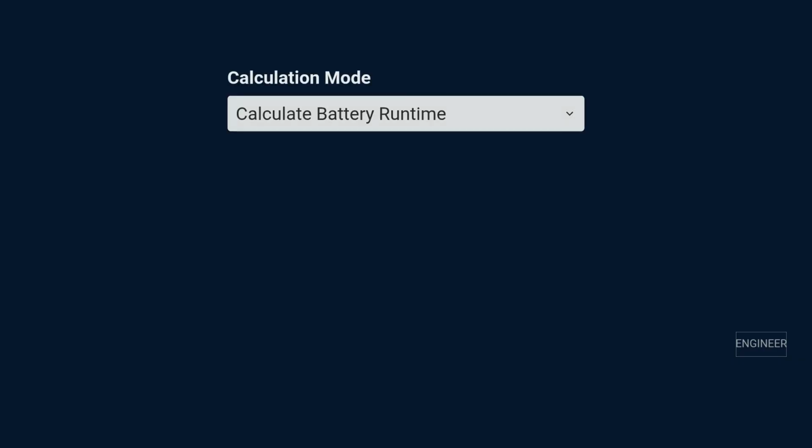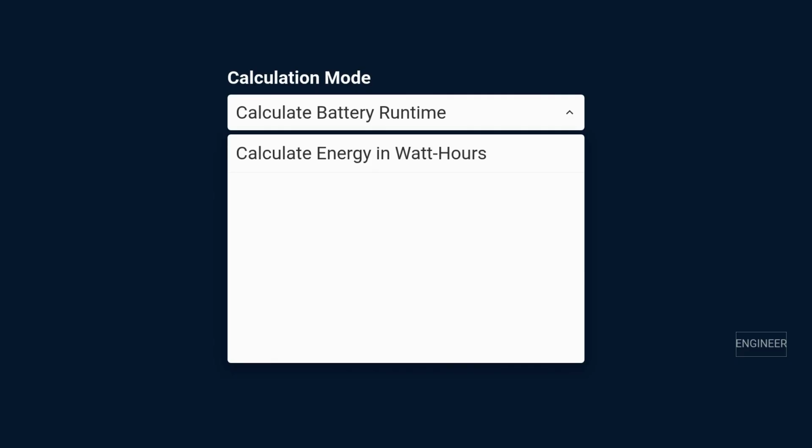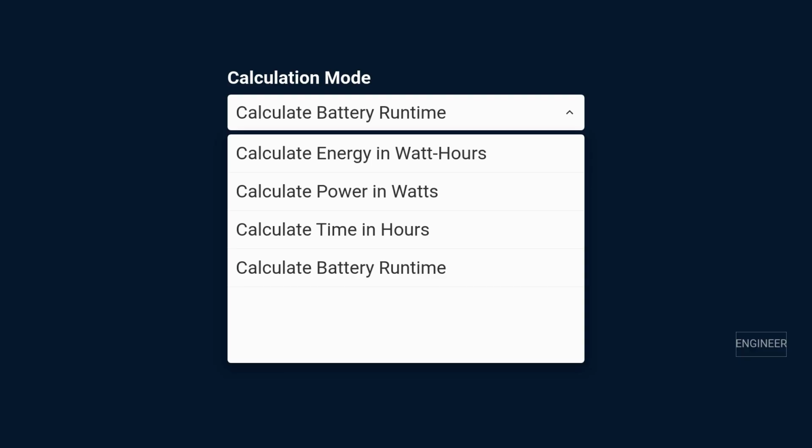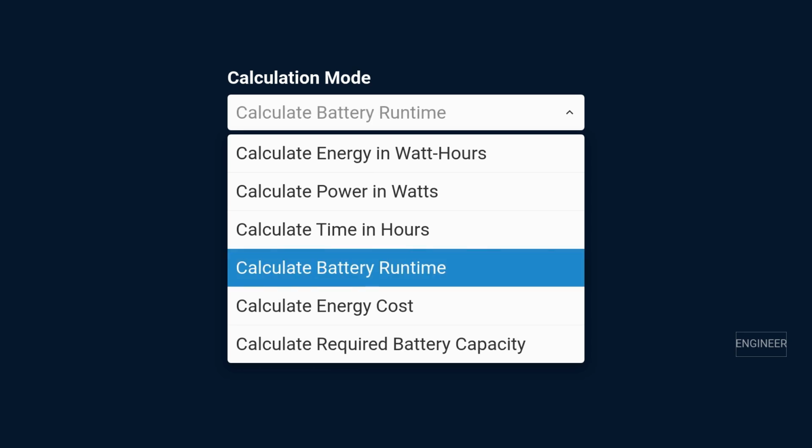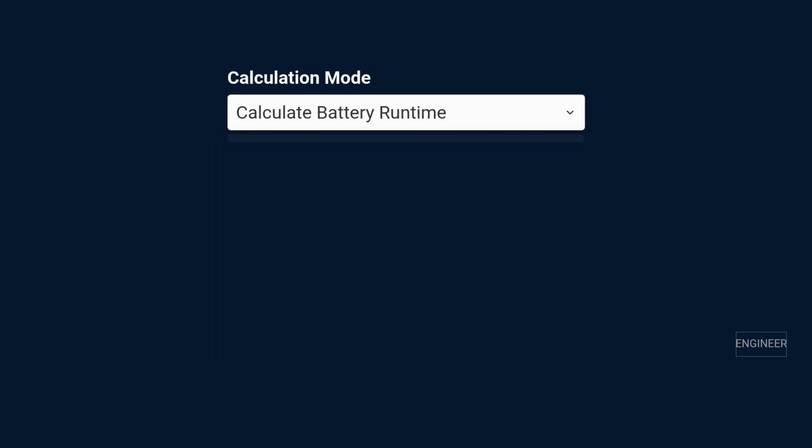Let's explore the calculator's inputs. First, you'll see the calculation mode dropdown with 6 options. Calculate energy in watt-hours, calculate power in watts, calculate time in hours, calculate battery runtime, calculate energy cost, and calculate required battery capacity. For this demonstration, I'll select Calculate Battery Runtime.